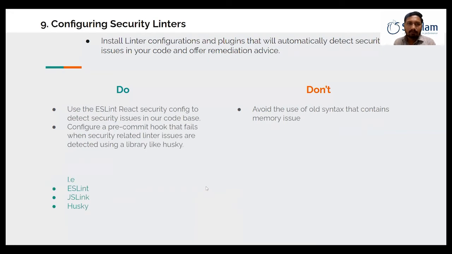Another thing is configuring security linters. These are the normal linters which I have listed: ESLint, JSLint, and Husky. They provide syntax suggestions while coding. It will help to avoid syntax mistakes, give suggestions to improve your code, and also flag deprecated methods of the npm packages or any React project.